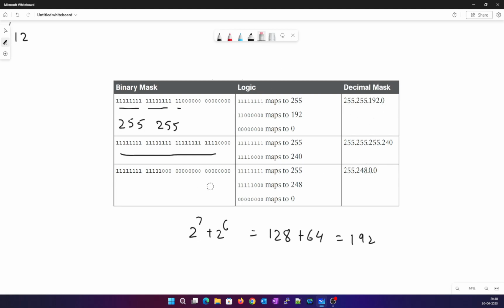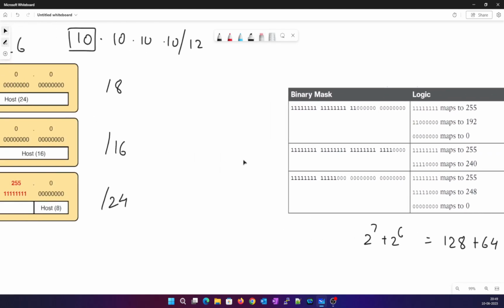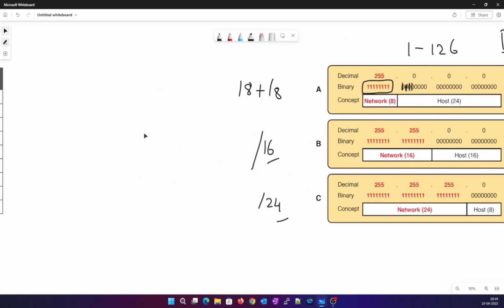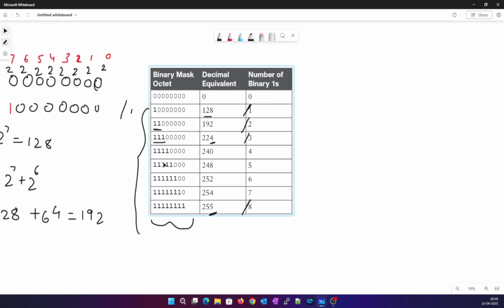So if you have any doubt, please pause this video, look into this table, and try to understand the conversion of a binary mask to a decimal mask. You can rewind this video and try to understand the logic behind the network bits and the host bits, and also check out this table to understand how any computing device finds the decimal equivalent and also finds the slash decimal number.